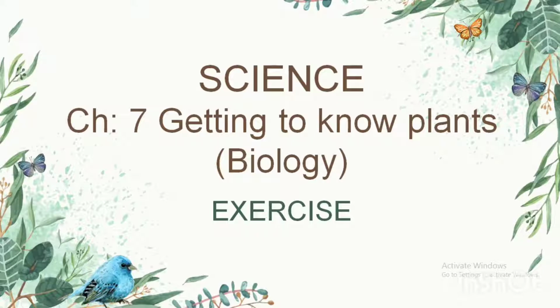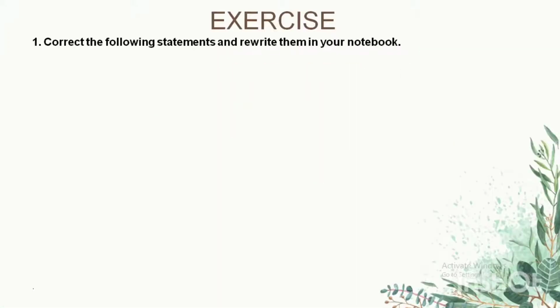Today in this video, let's understand the exercise of chapter 7, that is getting to know plants. This chapter is in biology. Here comes the first question. What you have to do in the exercise first question, correct the following statement and rewrite them in your notebook. Means you have to observe the statements. If it is correct, then it's okay, you have to write true. But if it is false, then you have to correct it and rewrite it. So let's start with the first one.